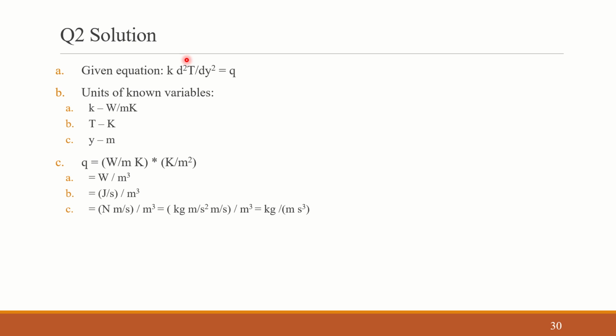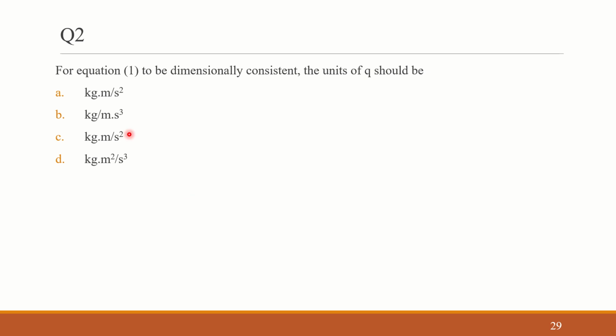So the Q unit is equal to watt per meter Kelvin, that is the K unit, into d square T by dy square, that is Kelvin per meter square. So Kelvin gets cancelled and it is watt per meter cube. And what is the unit of watts? It is joules per second. So it is joules per second divided by meter cube. And what is the unit of joules? It is Newton meter. Newton meter per second divided by meter cube. The Newton unit is kg meter per second square, into meter per second. So meter square it becomes, divided by meter cube. So one meter remains, and here second square and second becomes second cube. So kg by meter second cube. So the answer is kg by meter second cube. So option B is the right answer.